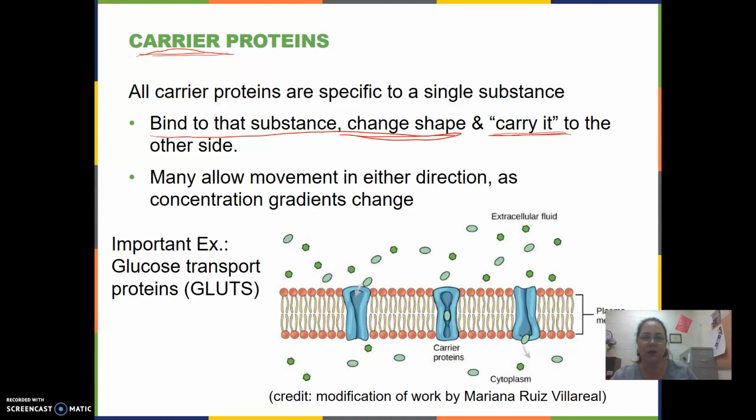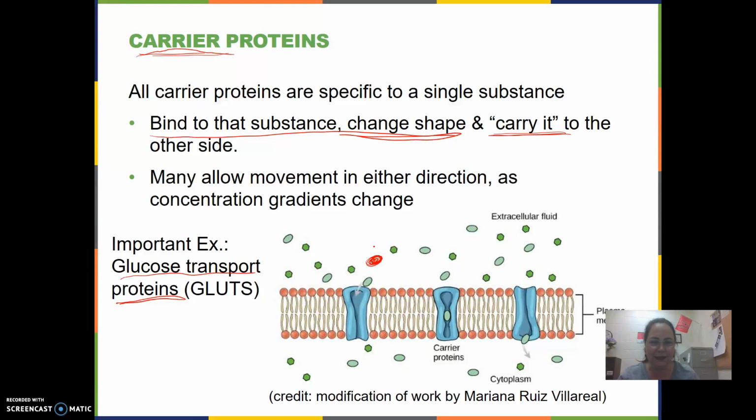One important carrier protein is our glucose transport proteins. So glucose, I guess, in this example is represented, even though glucose is normally a hexagon, in this example, the glucose is represented by the little green oval-shaped molecules. So glucose is polar, so it cannot diffuse through the phospholipid bilayer. It does have to diffuse through a channel or a carrier protein.